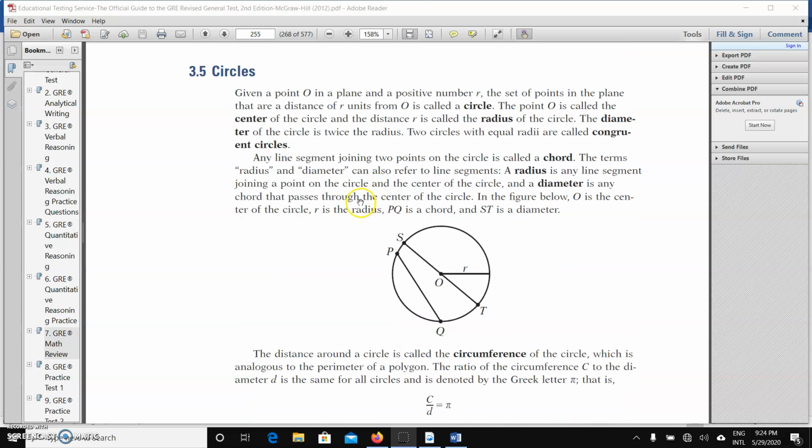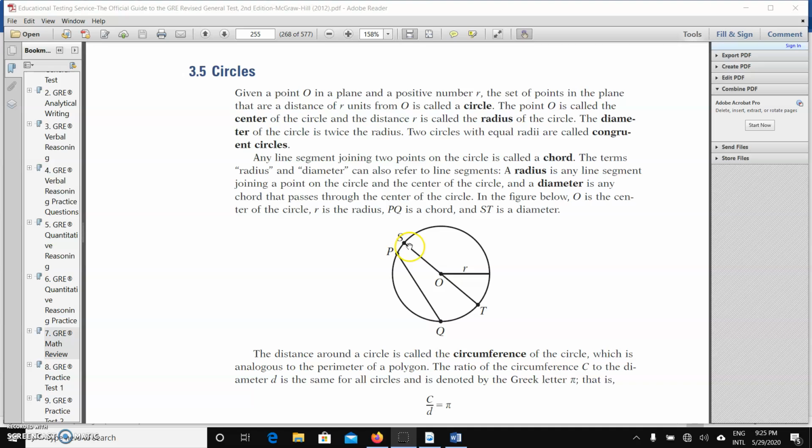Now let's go to circle. Now this is a circle. This dot at the middle of the circle is the center of the circle. A line drawn from the dot to any side of this circle from the middle is the radius. So OT is the radius. This is the radius. OS is the radius. Now it must be from the point from the middle.